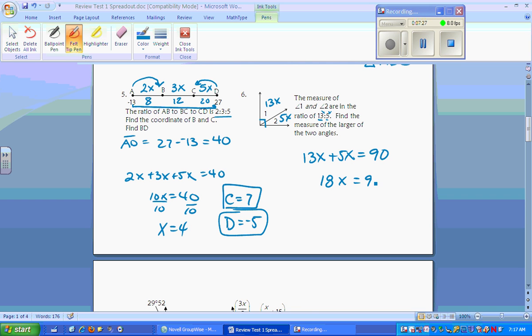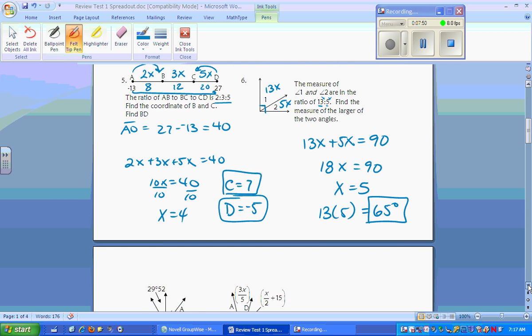Looking at that, 13 plus 5, 18. So we take 90 divided by 18. X ends up equaling 5. And what do they want? Find the larger of the two angles. Well, 13x would be the larger one. So 13 times 5 ends up equaling 65 degrees for the bigger angle.